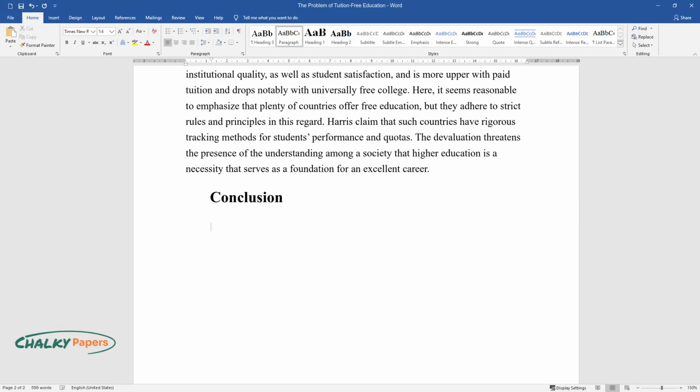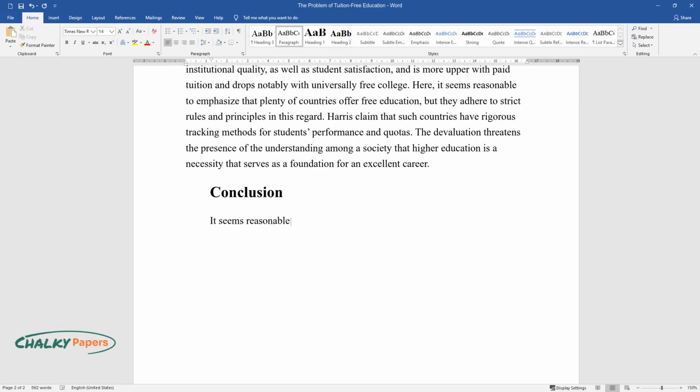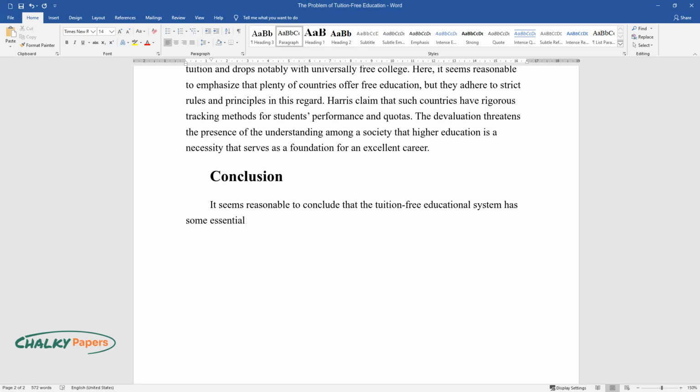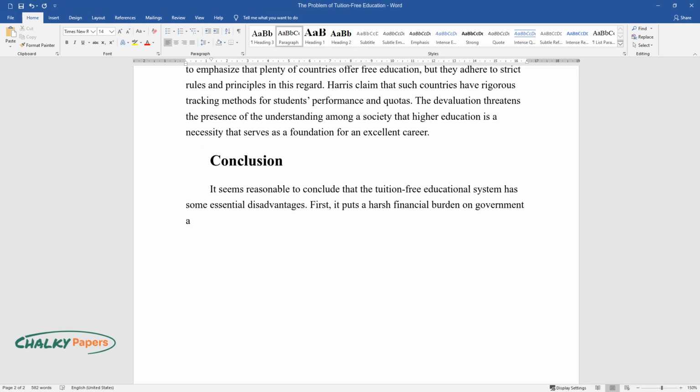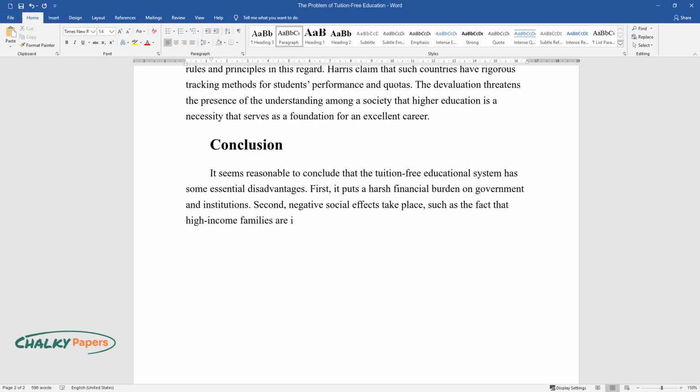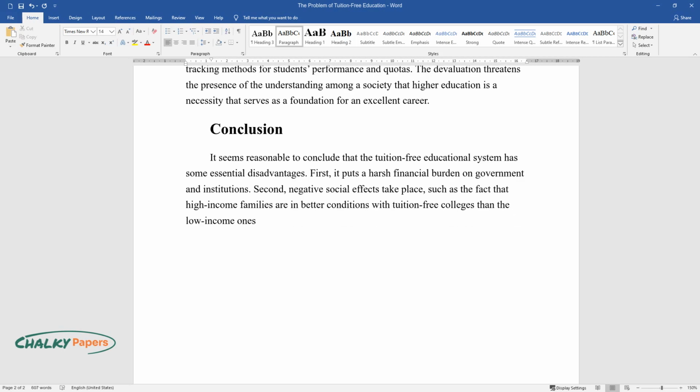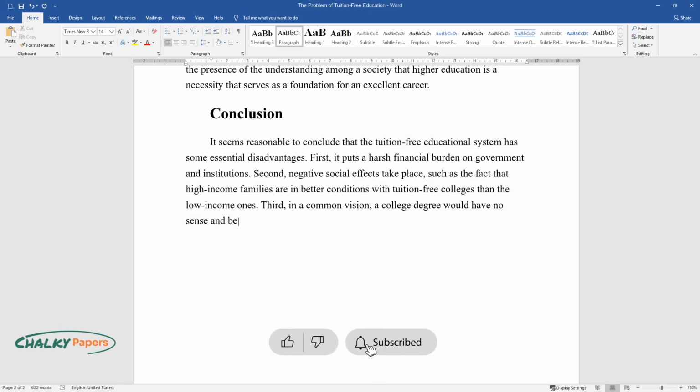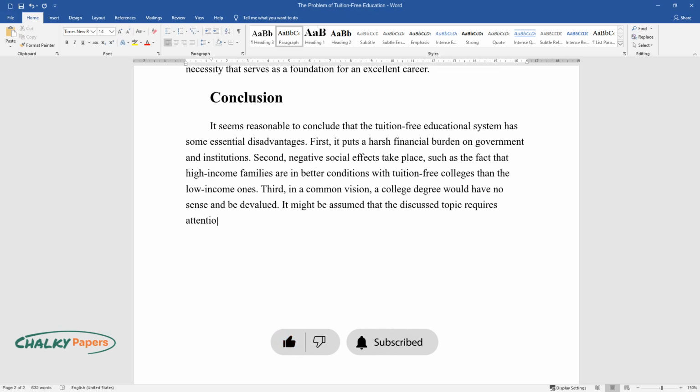Conclusion. It seems reasonable to conclude that the tuition-free educational system has some essential disadvantages. First, it puts a harsh financial burden on government and institutions. Second, negative social effects take place, such as the fact that high-income families are in better conditions with tuition-free colleges than the low-income ones. Third, in a common vision, a college degree would have no sense and be devalued. It might be assumed that the discussed topic requires attention and in-depth research.